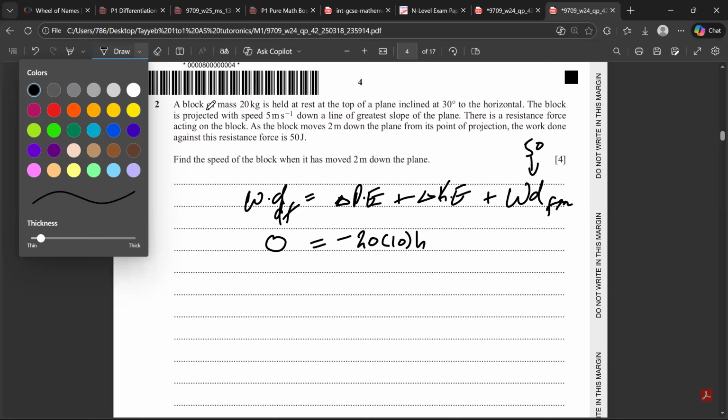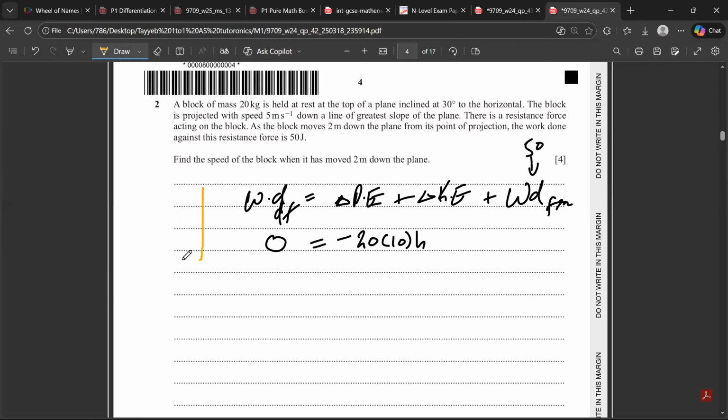Okay, what you need to do? That's the slope. Suppose that's theta, 30 degrees. Suppose this is 2 meters. The block comes from there to there, right? 2 meters down.